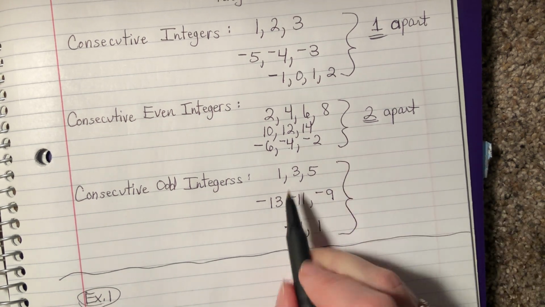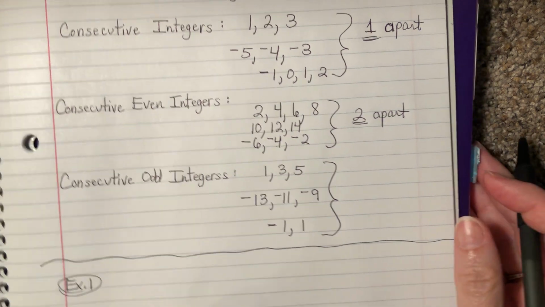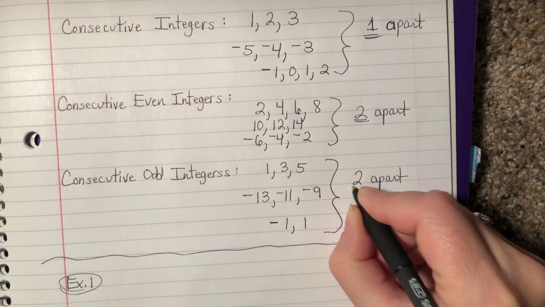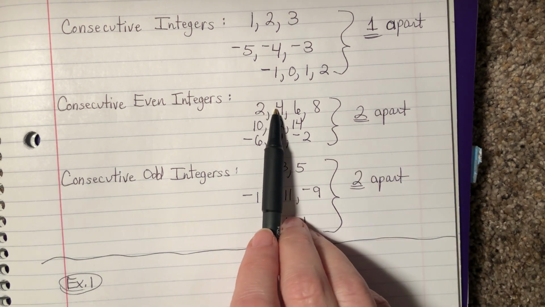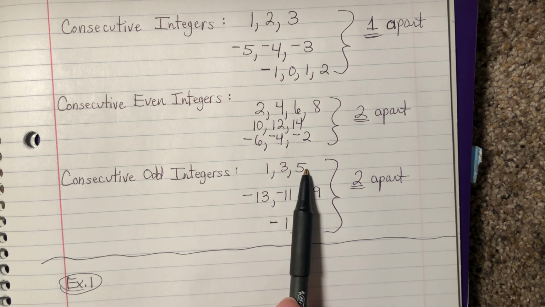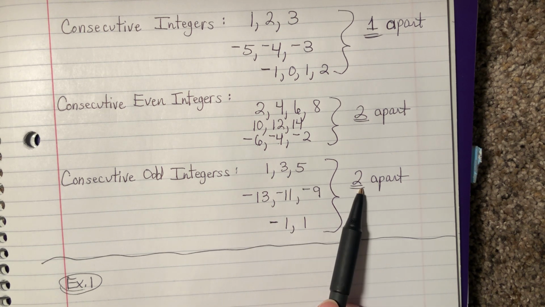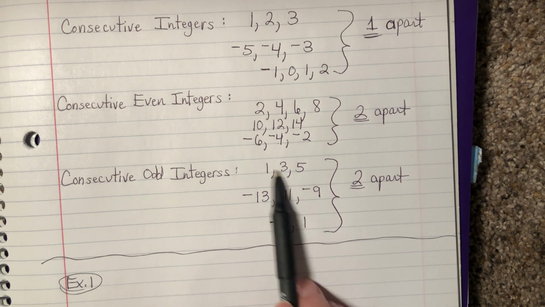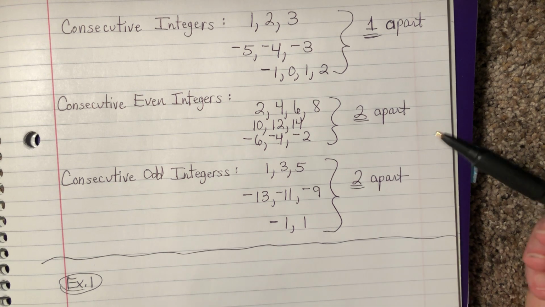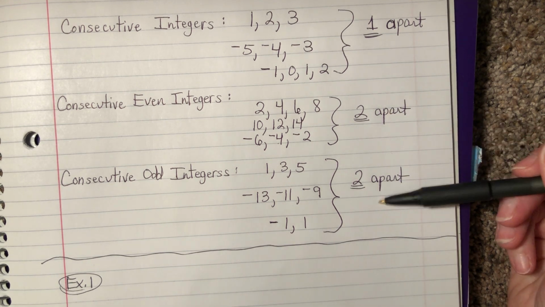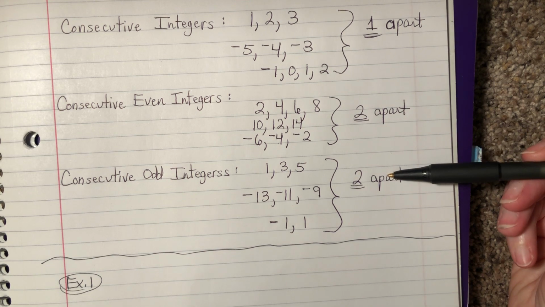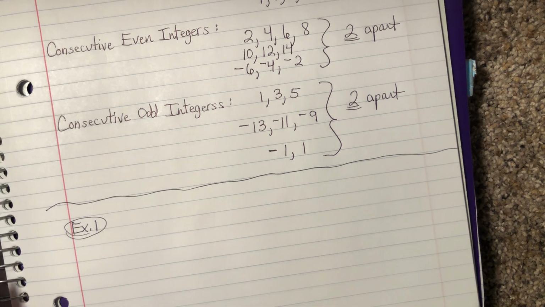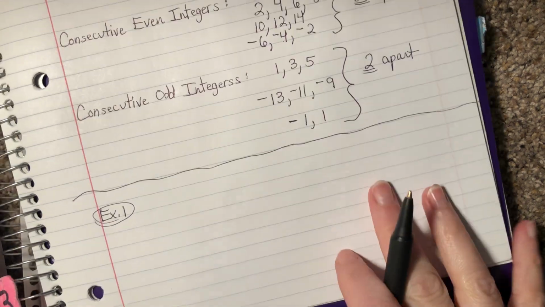But how far apart are these from each other? Well, they're still 2 apart. They're just like consecutive even integers. Consecutive odds are 2 away from each other. 2 itself is an even number, but that doesn't matter. This number can be even. This just means how far apart they are. So note that even and odds are the same number apart. They look exactly the same. Now, let's take that information and use it to write an equation.